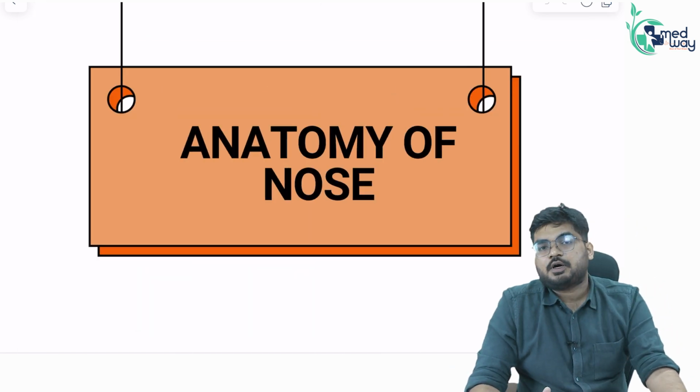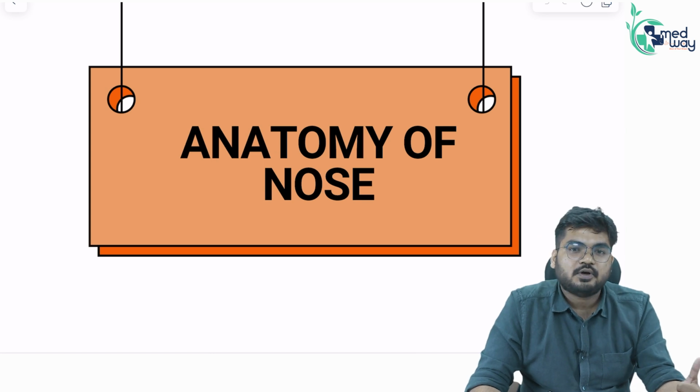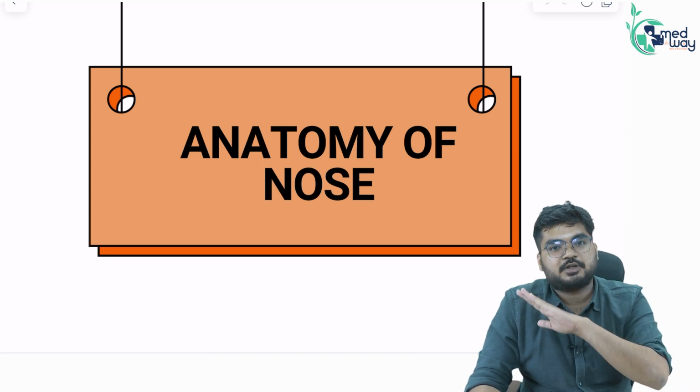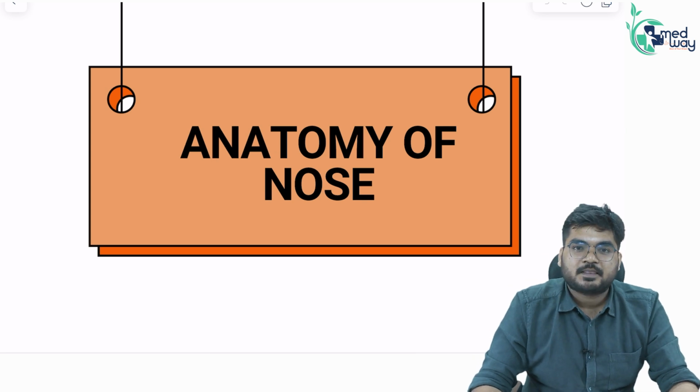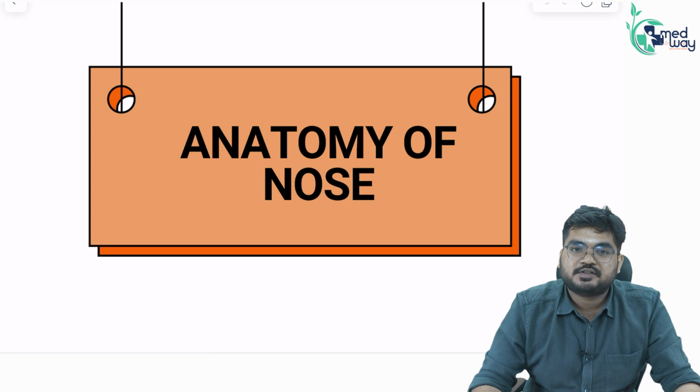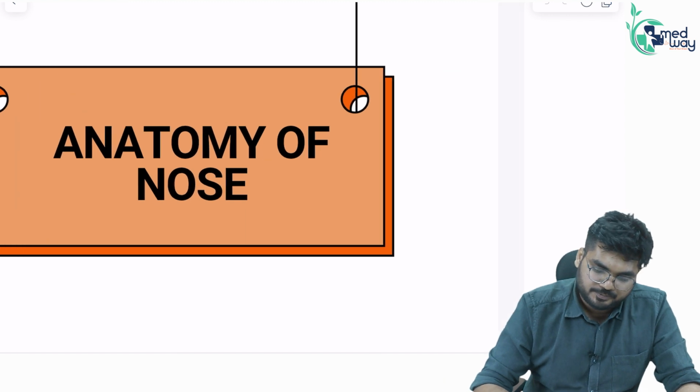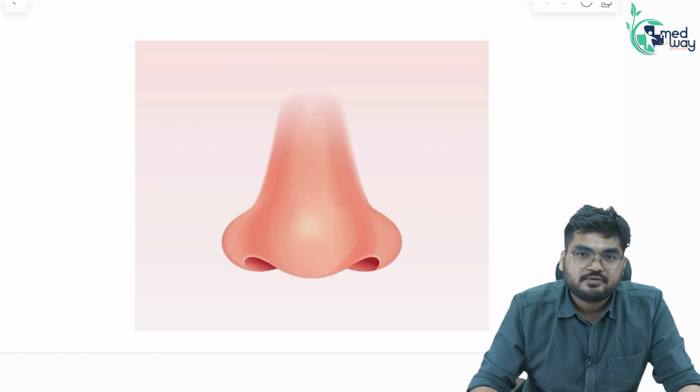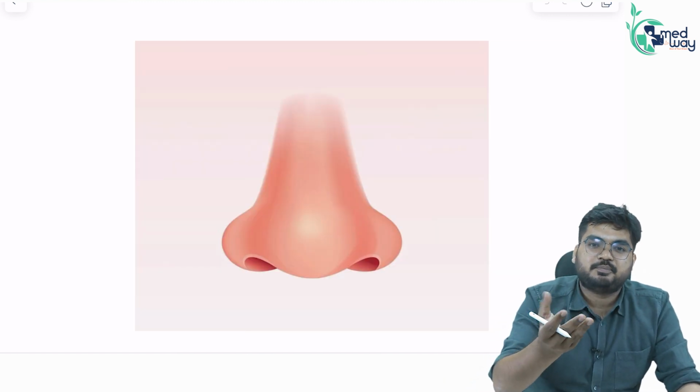First of all, we'll talk about anatomy of nose. Anatomy is something very important to understand all the basic diseases and the pathologies of nose. So first of all, the topic that we'll start with is basically anatomy of nose and paranasal sinuses. Talking about anatomy of nose, the thing that you can see in front of your screen is basically a beautiful nose.